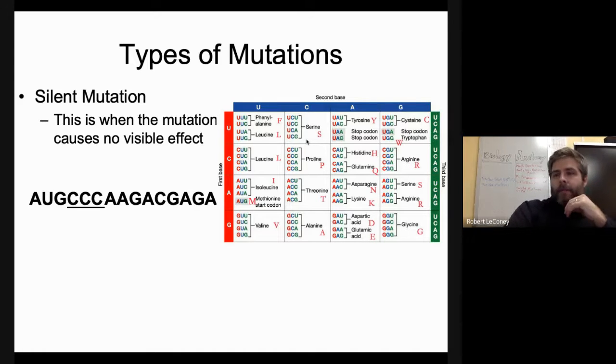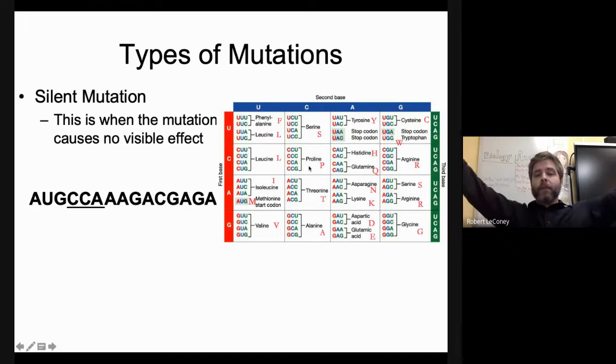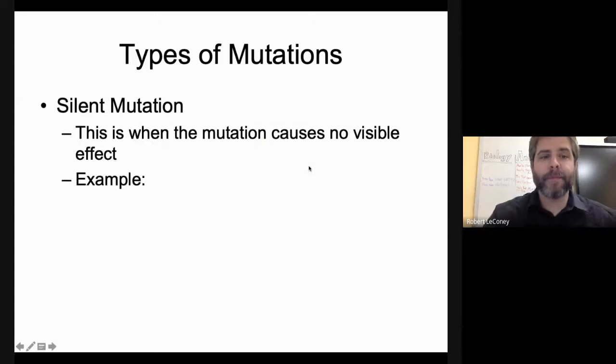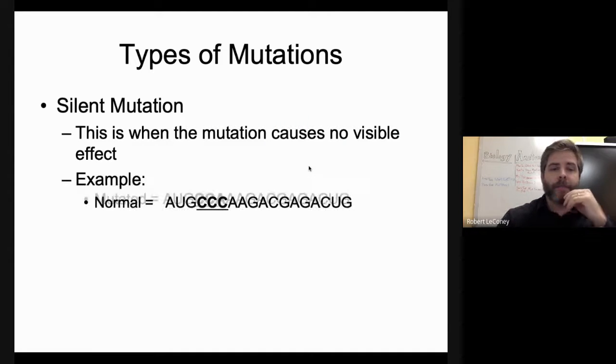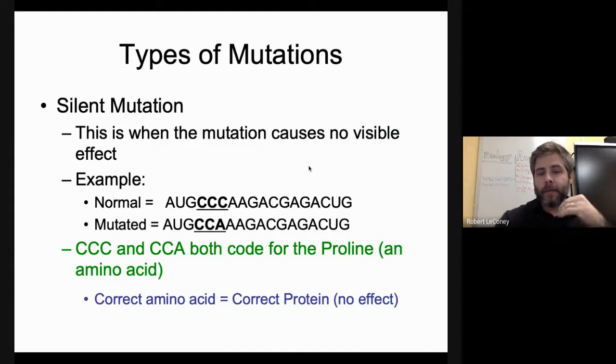So again, I got a code. CCC asks for, let's see here, first base, C, second base, C. So they meet up right here. CCC is proline. Instead, I get CCA, which is still proline. Cool, I got a proline, I'm good. No one panic, your body's fine. That's a silent mutation. They both go for the same thing, so nothing bad happens. Got the correct amino acid, so the protein's built correctly, all good.